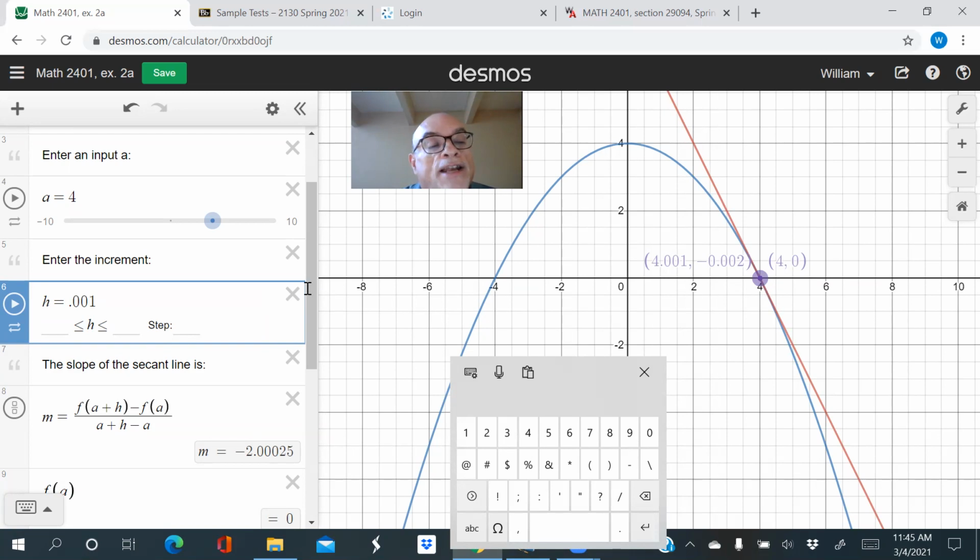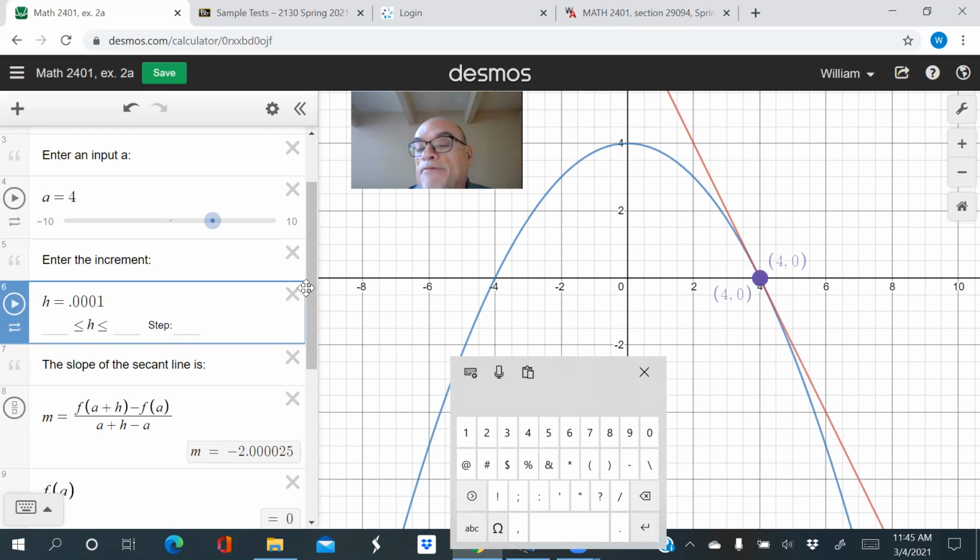So here I've tried an increment of 0.001, right? What is that slope of that secant line? Now it's minus 2.00025. Let's add one more zero here. So an even tinier increment. And now see, Desmos can't even distinguish between the 2 points. It thinks they're the same. They're really not the same.